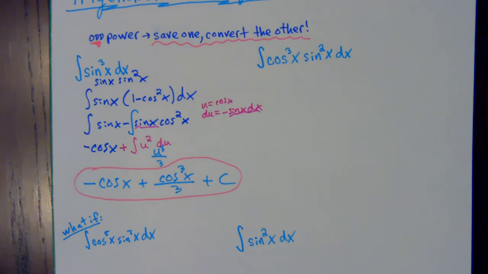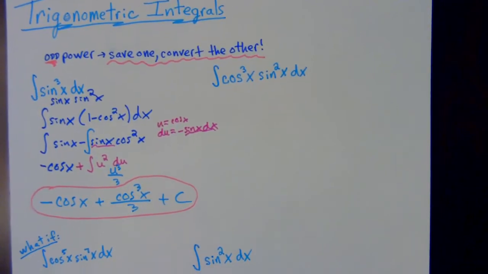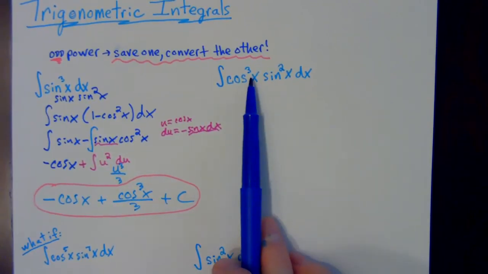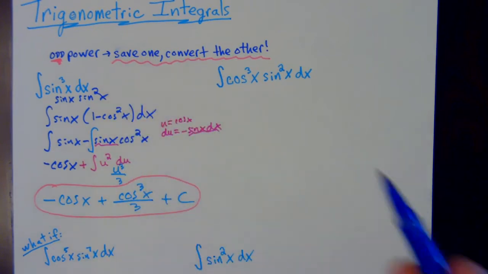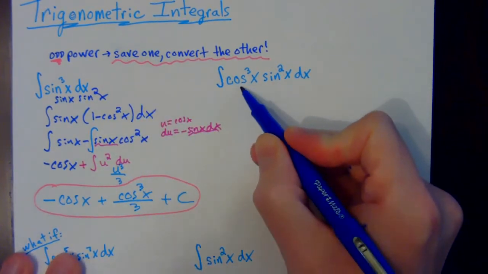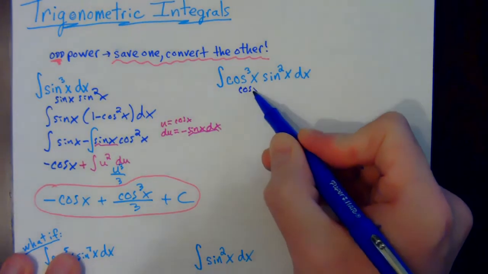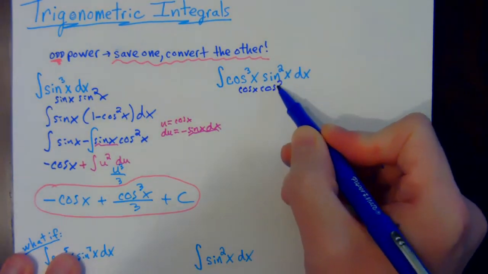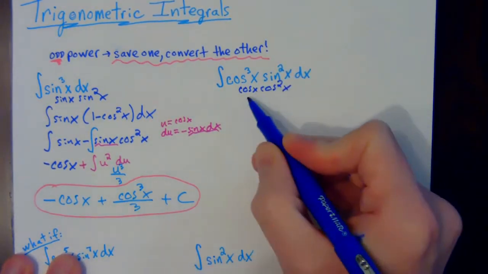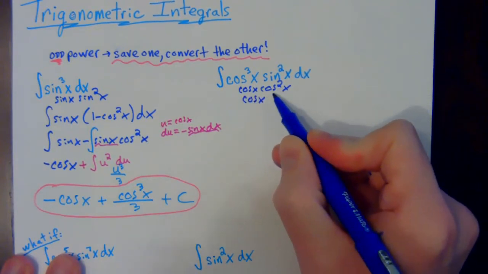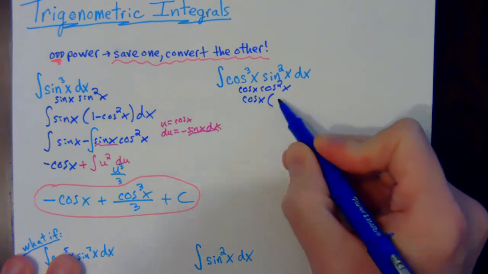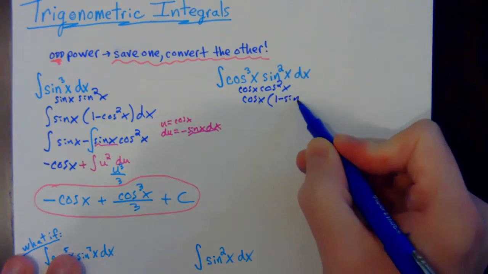All right, so let's do another example there. If you have a choice between an even power and an odd power, I want you to choose the odd power and do this technique where we save one, convert the other. So I want you to choose that odd power, and I'm going to rewrite that as cosine x, cosine squared x. And I want you to save one, convert the other. So we're going to save the one, and we're going to convert the other using the Pythagorean identity. So cosine squared is 1 minus sine squared.